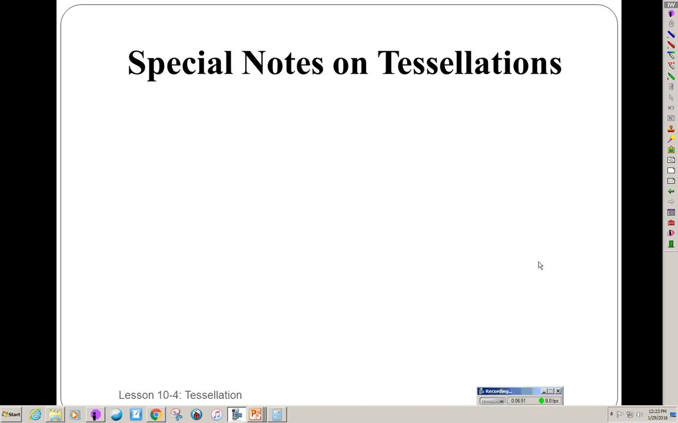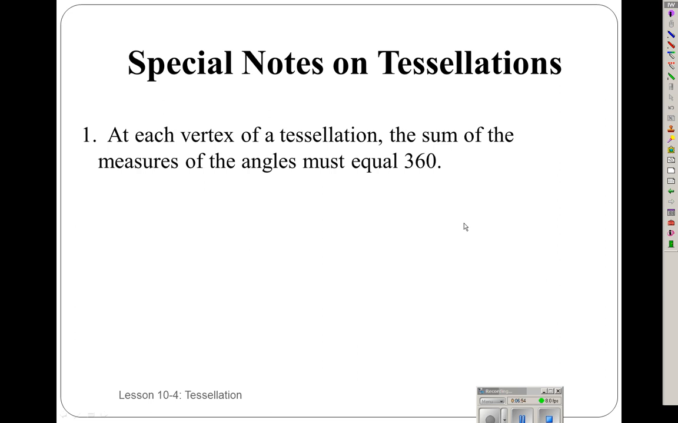A few final thoughts on tessellations. Remember, at each vertex of a tessellation, the sum of the measures of the angles must equal 360. That gives you the full circle of angles. If it's over 360, then that means there's overlap. If it's under 360, it means there's an empty space. It has to equal 360 to perfectly tile the floor.